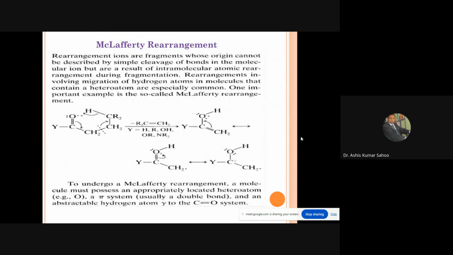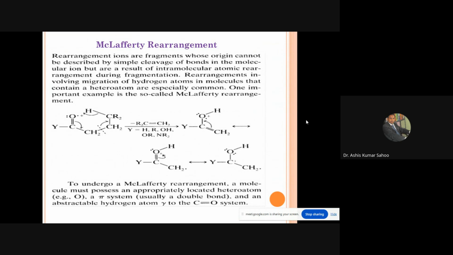So listen. During the fragmentation of a molecule, one rearrangement is known as the McLafferty rearrangement. This rearrangement is used during the fragmentation of a molecule. It will rearrange if we have alpha, beta, gamma hydrogen. Due to the presence of gamma hydrogen, we get a molecule like this. This is a rearrangement of ions or fragments whose origin cannot be easily discussed.